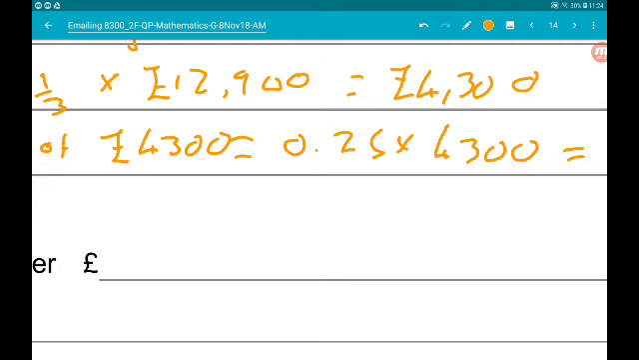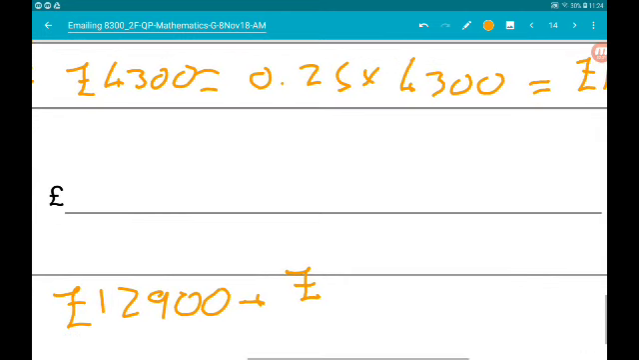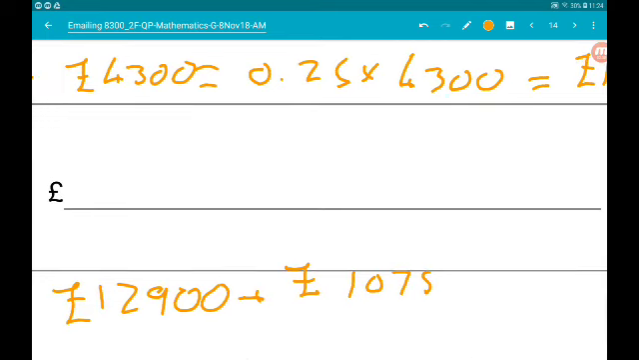So the total amount is 12,900. Where should we do it? Let's do it down here. So 12,900, the total amount donated, add the bit the government whacks on top. So 1,075, and that gives us 13,975 pounds. Boom.